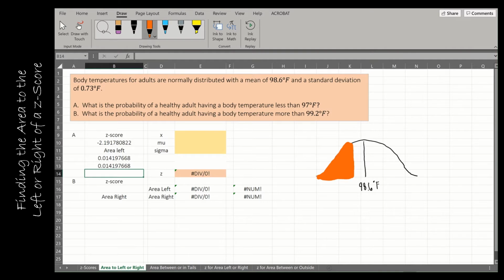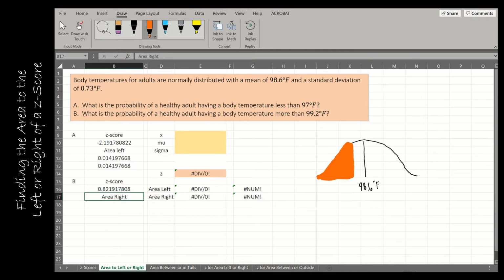Now, for the second question, and then we'll get to that part on the right. If you're doing this for, say, your project, you're probably going to do it the way that I'm doing it right now on the left. Again, second question, what's the probability of a healthy adult having a body temperature more than 99.2? If this one asks for a z-score, I'm going to put equals, and then the observed value is 99.2 minus expected 98.6, close the parenthesis, divided by the standard deviation.